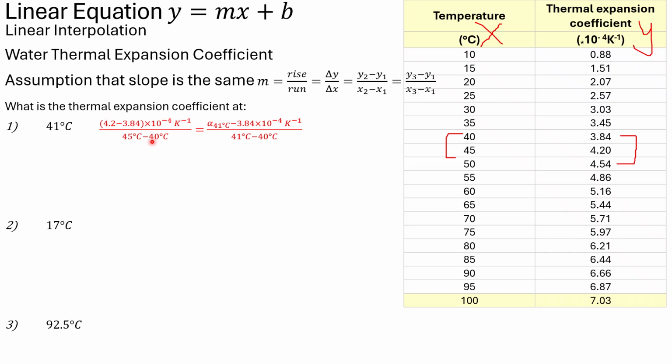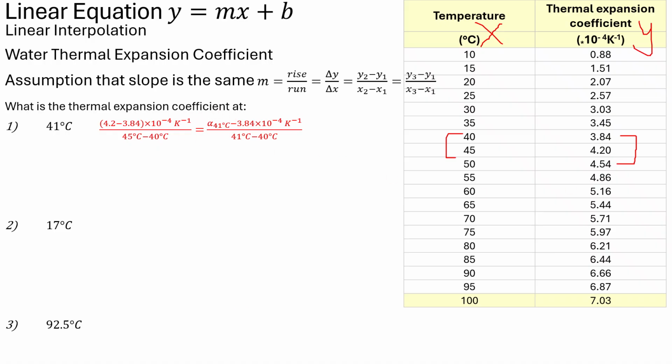So all of that divided by 45 minus 40, that's my x2 minus x1. 45 minus 40, and this will be equal to what I'm solving for, alpha, right? Alpha is the thermal expansion coefficient, minus y1, which is this thermal expansion, 3.84, divided by x3, which is the value I'm looking for, 41 degrees Celsius, minus 40 degrees Celsius. Now, if I want to switch this and use what I'm looking for and 45 degrees and 4.2, that's fine. You'll see that that can be solved and you'll get the same solution.